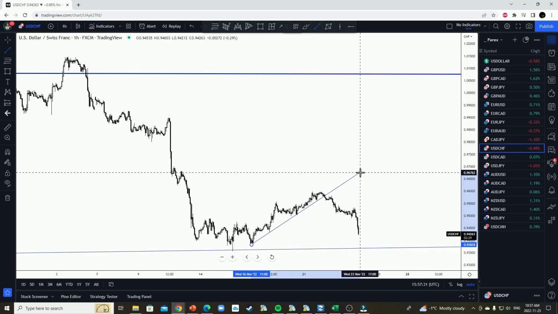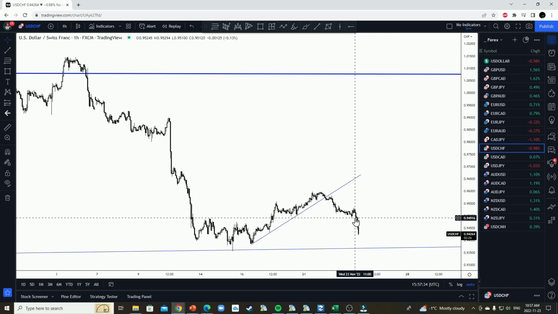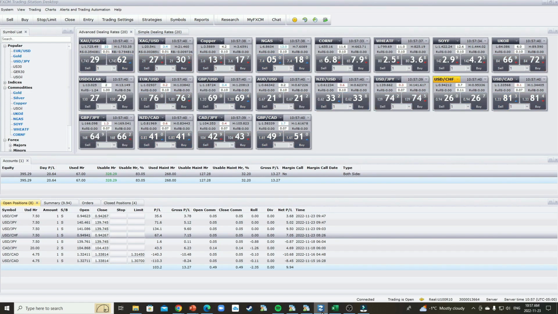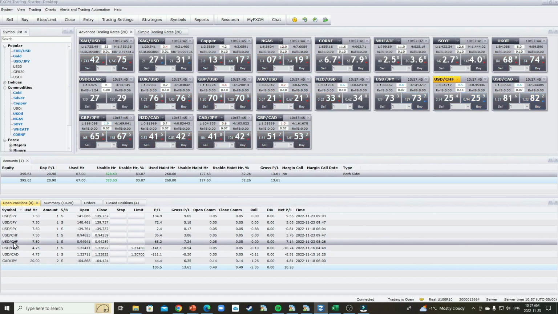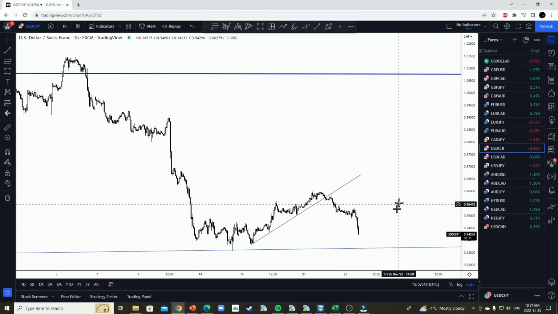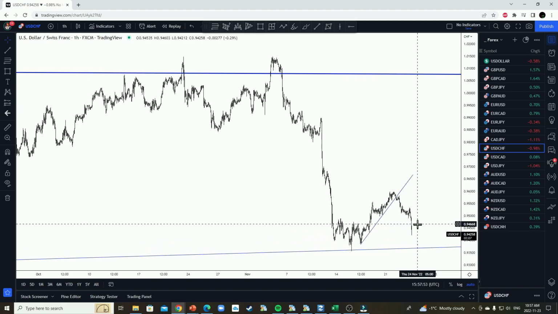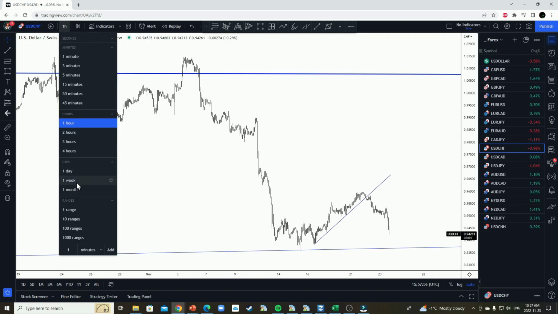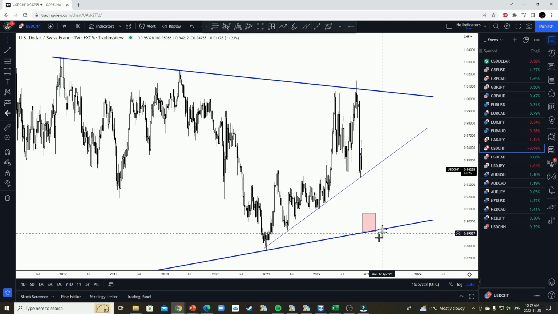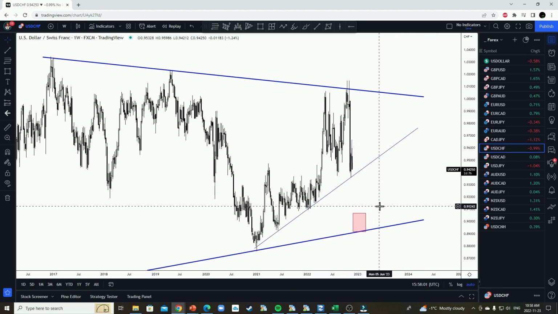I shorted some more in this zone, and I've added over here, and I'm short a bunch right now on CHF. So I've got two positions, both of them in profit right now, and I'm waiting for the low to be broken, hopefully. So that's kind of the trades that I have going on in week 5 of this little experiment with the mini account or micro account. So yeah, that's what's going on.